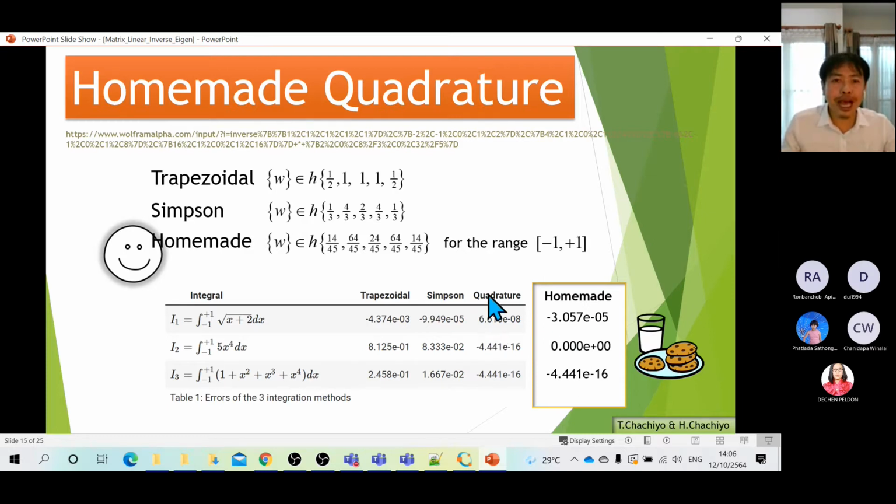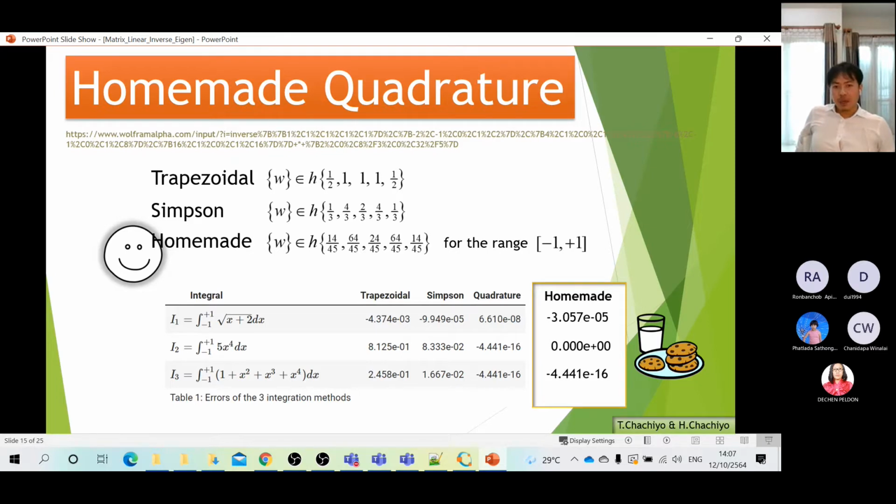It's not as good as the Gauss quadrature, but at least it's better than Simpson's method. It's an improvement over Simpson's method. But if f is a polynomial, you get a perfect answer, 0 error. If f is a polynomial, you also get a perfect answer, 0 error, for our homemade quadrature. And so we have successfully built our homemade quadrature. Now, how do we make it better?